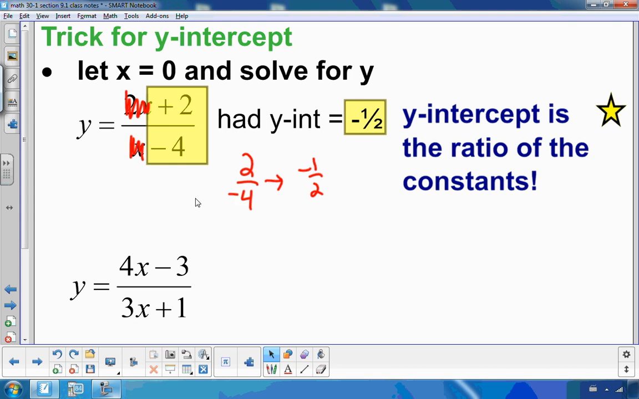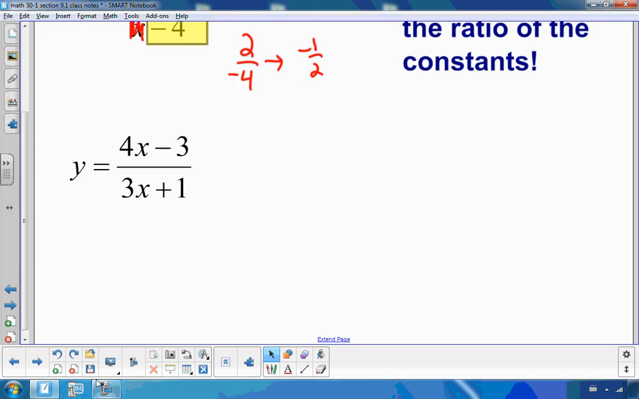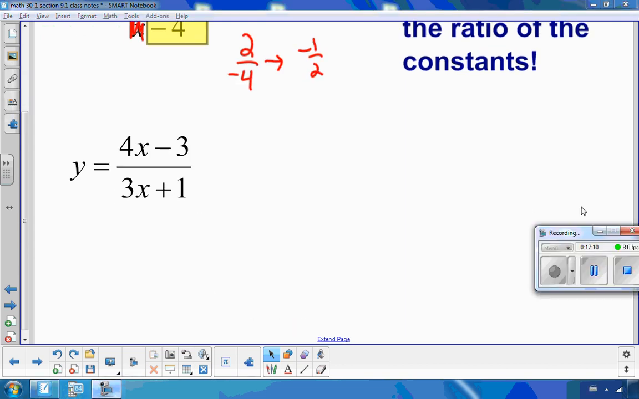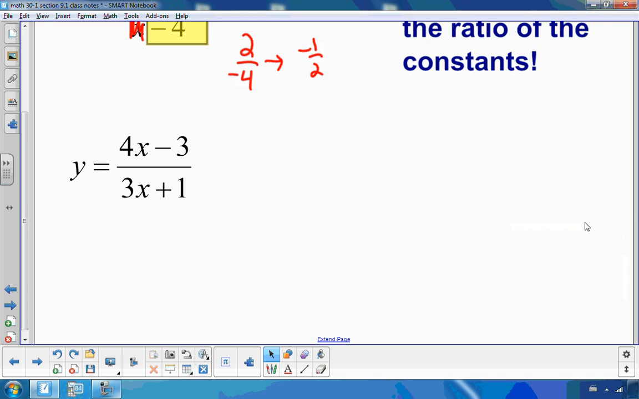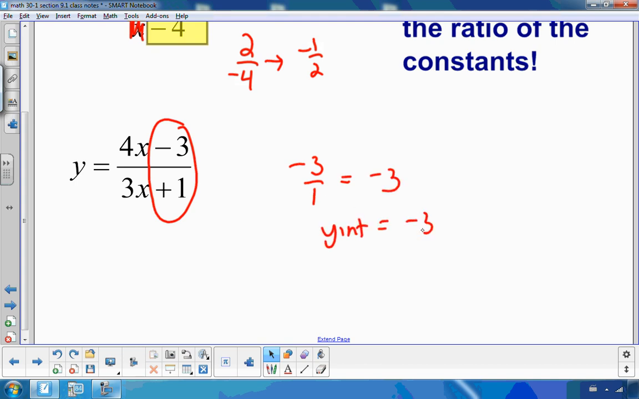So let's use that same trick over here to figure out what the y-intercept is. So looking at this, it's the ratio of the constants. So -3/1 is just -3. So the y-intercept is at -3.